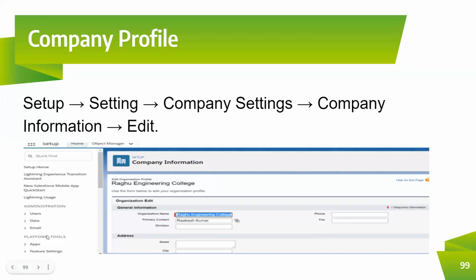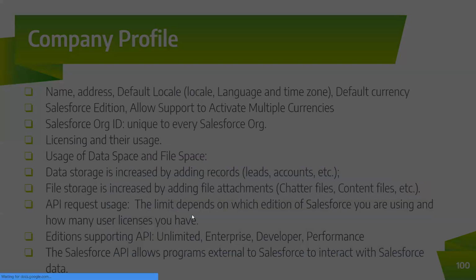Once you get this company information, because at the time of registration, whatever you have given, based on that the company profile will be set. Got it? So I've set up this company for Raghu Engineering College. They are using Salesforce in the college here. So I created it, took my snapshots and kept them here. Now, what is the organization name? What is the primary contact name? I've set everything here.